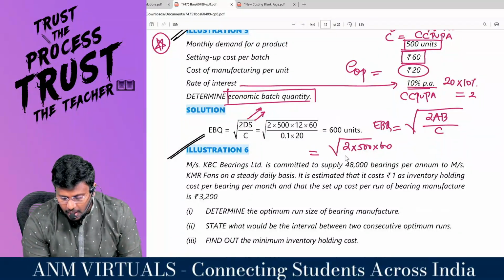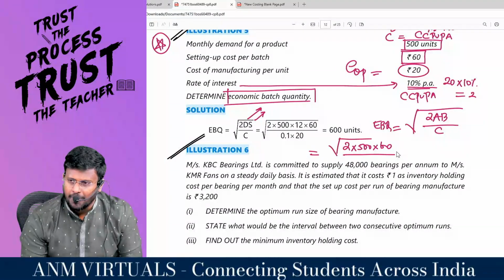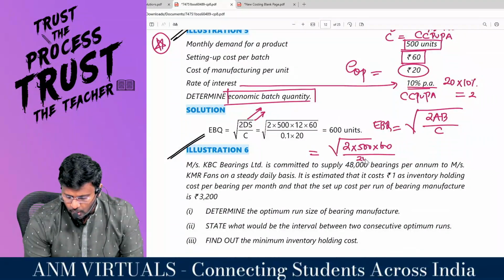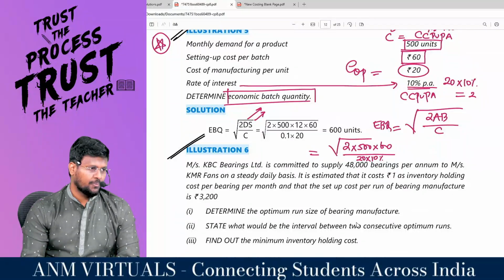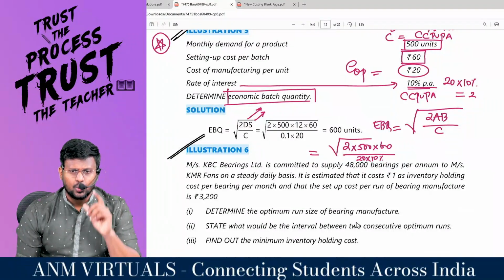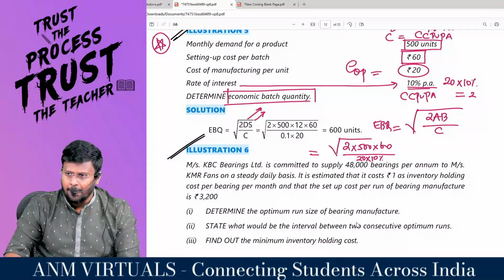Sir, divided by carrying cost per unit per annum, which is equal to 20 into how much percent? 10%. Sir, what is the formula? The formula is root of 2AB divided by C.